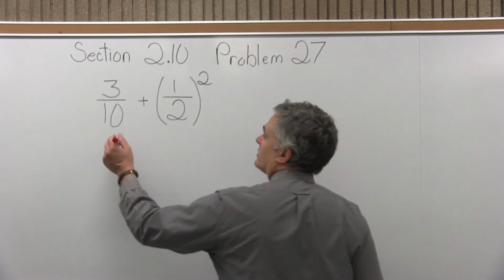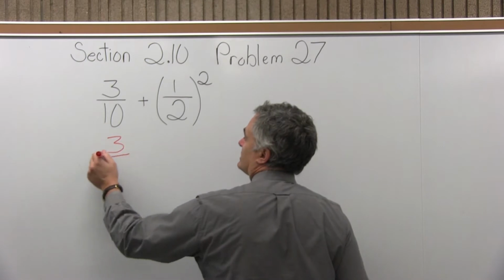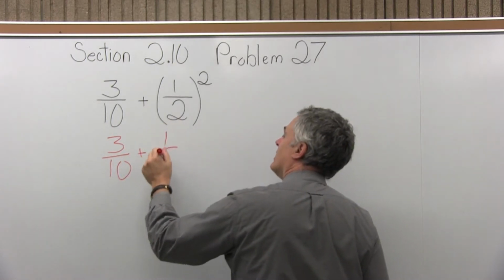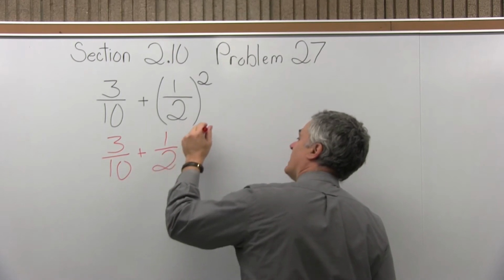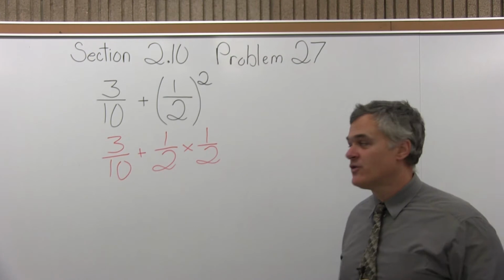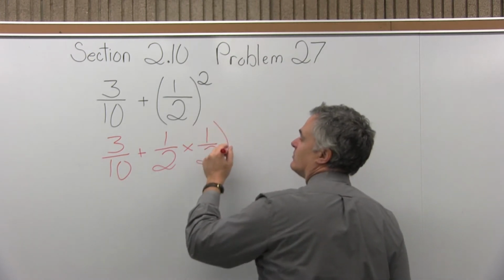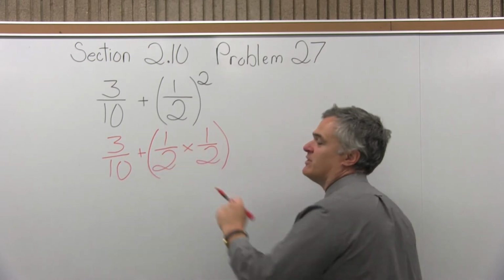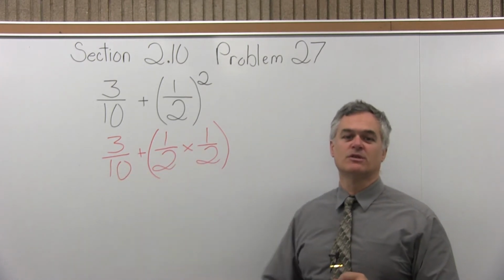So I'm going to rewrite the problem as 3 over 10 plus 1/2 to the second power, which is 1/2 times 1/2 again. And like I say, that has to be done first. Just to emphasize that, I can put some parentheses here. I need to do the 1/2 times 1/2 before I can do the plus 3 over 10.